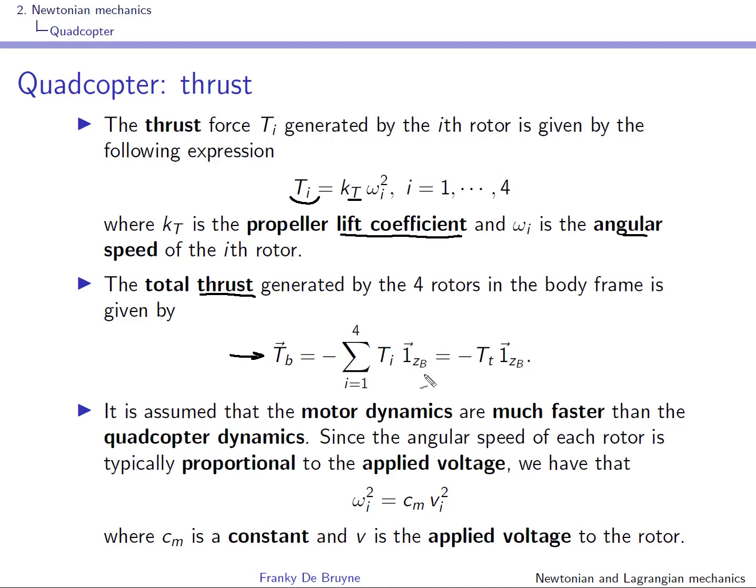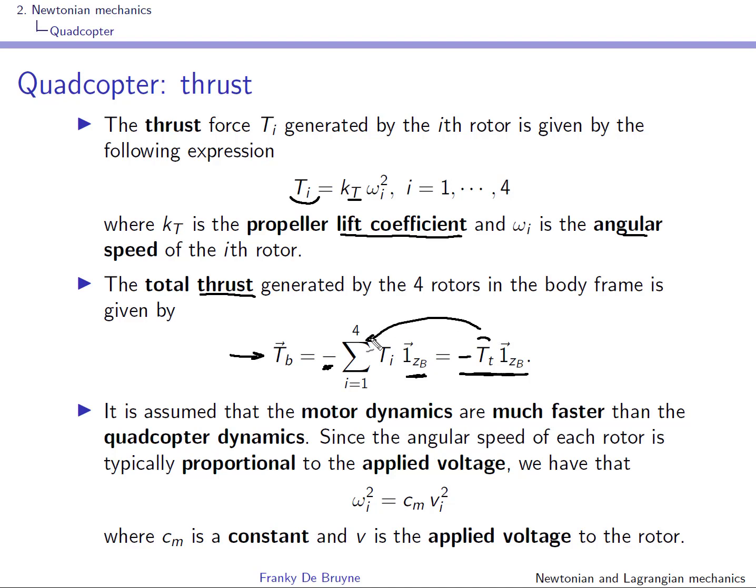Okay, you remember that in our body frame, the z-axis was pointing downwards. So you need a minus sign over here, right? So we'll say that the total thrust is pointing upwards because of the minus sign, and this variable here is the sum of the 4 individual thrusts.